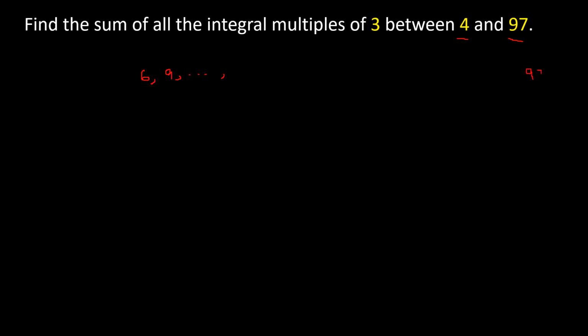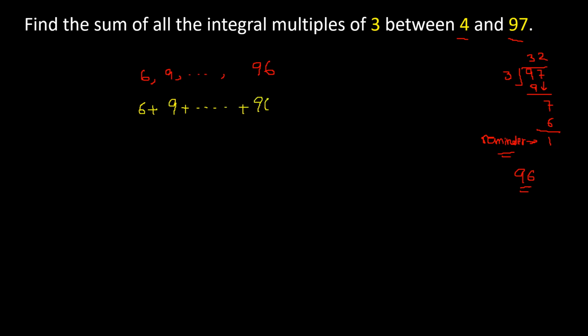If we divide 97 by 3, what do we get? 3 times 3 is 9, the 7 comes down, and 3 times 2 is 6, which leaves 1 as the remainder. So if the remainder is 1, it means that 96 is the largest multiple of 3 in this range. From here, this is an AP, and we have to find the sum of 6 plus 9 plus and so on up to 96.